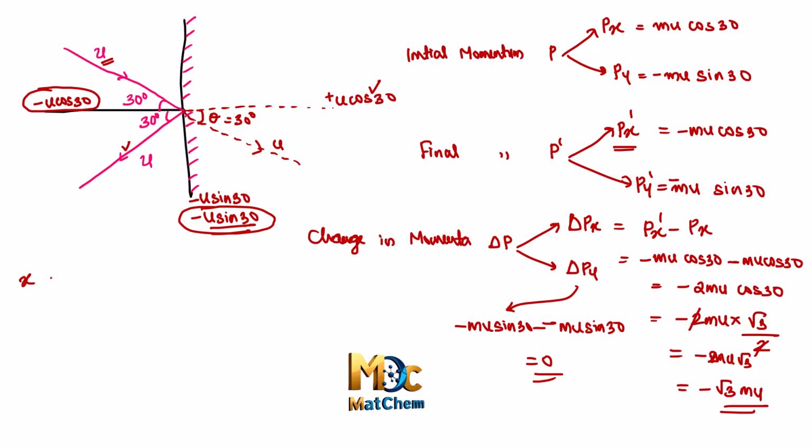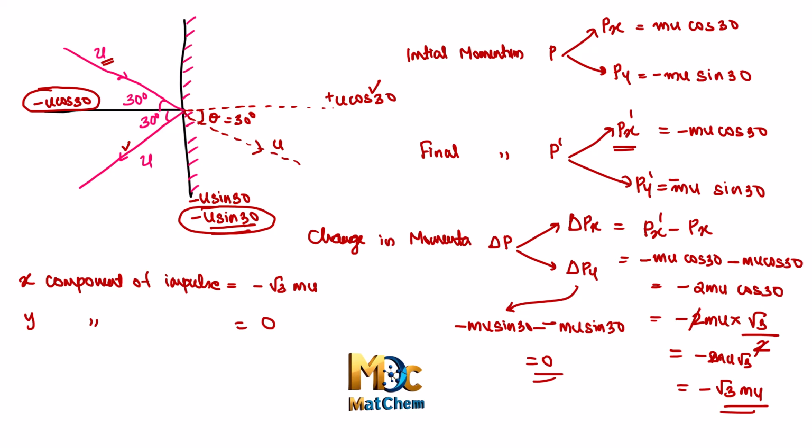That means we can write the x component of impulse, which is nothing but the change in momentum, equal to minus root 3 mu, and the y component of impulse will be equal to 0. Clear? In the same way, here you can understand that the force on the wall due to the ball is normal to the wall along the positive x-axis. That means the ball is exerting force on the wall in the positive x-axis, and the wall is exerting force on the ball in the negative x-axis.